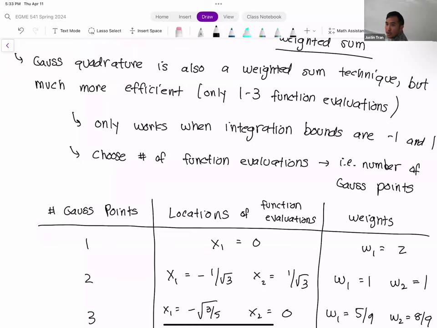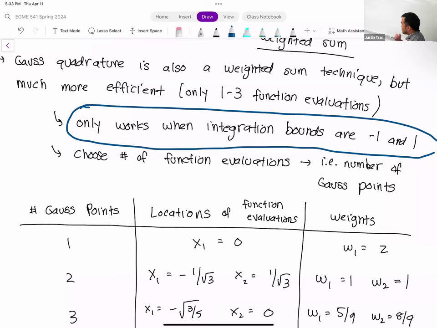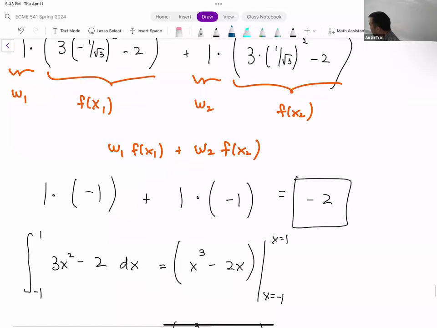It's so efficient that a lot of times you only need anywhere between 1 to 3 function evaluations in order to get it to work. The caveat is that this only works when the integration bounds are -1 to 1. If that's the case, it works great, and we did an example of that last time. But for the most part, when we're doing our integrals, we're not going to be integrating between -1 and 1. So we need a way to make this method more applicable and more flexible. That's the first thing we're going to do today.